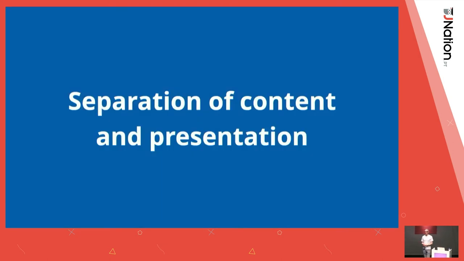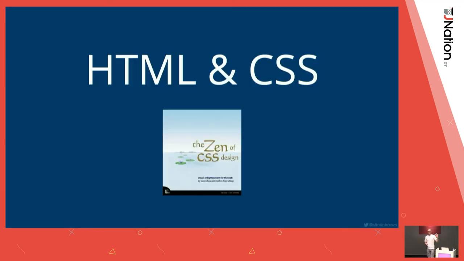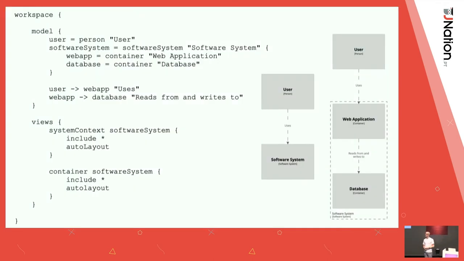Separation of content and presentation is something else I really wanted to achieve with this tooling. I'm a big fan of HTML and CSS, and particularly this book from a long, long time ago, The Zen of CSS Design. It was kind of groundbreaking at the time because it gave you this very skeleton HTML page and then had like 30 different examples of how different you could make that HTML page look with just using CSS. And I want to apply the same thing for software architecture diagrams.